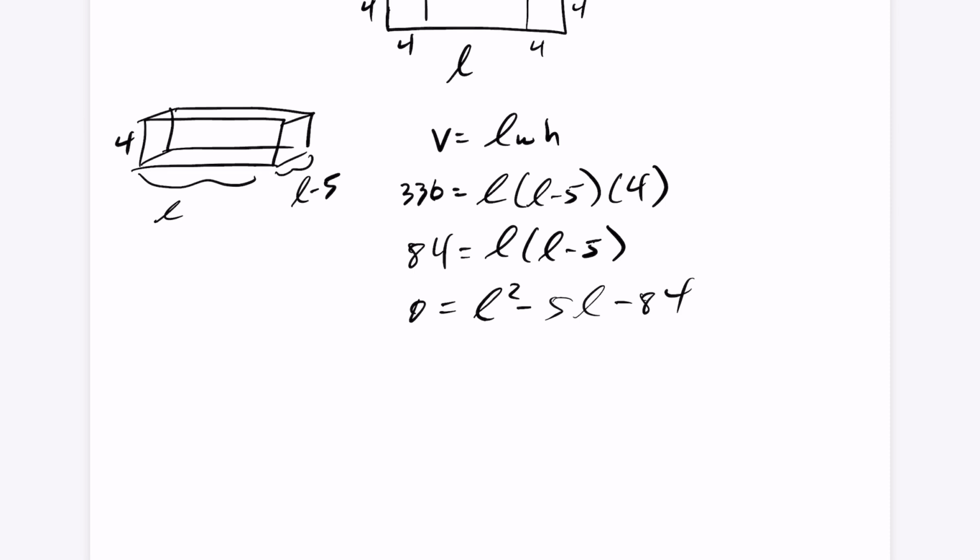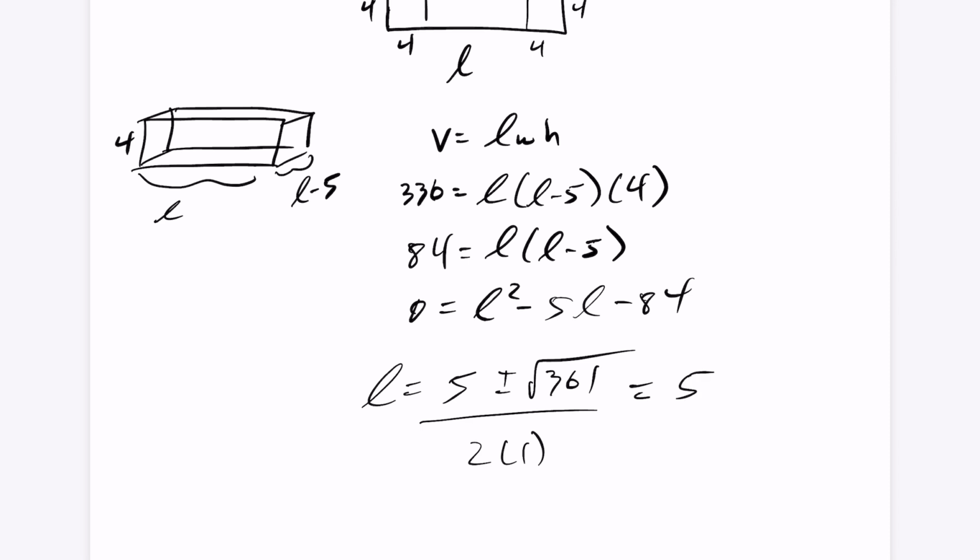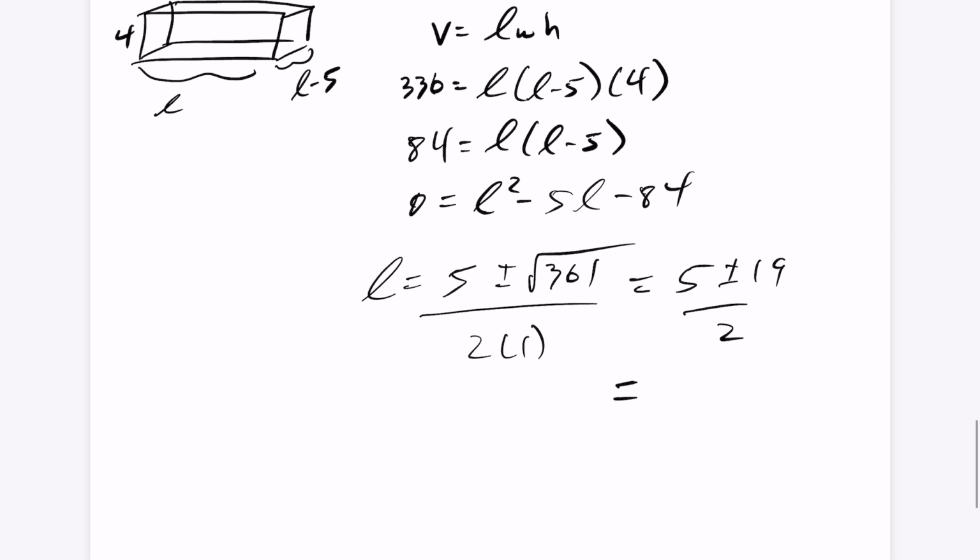Again, you can factor this, or you can use the quadratic equation. If I use the quadratic equation, I get L is 5 plus or minus the root of 361 over 2 times A. The root of 361 is a perfect square, I end up getting 19, so you get 5 plus or minus 19 over 2. It's going to generate 2 answers for me here. One answer is going to be equal to 12, and the second answer is going to be equal to -7.